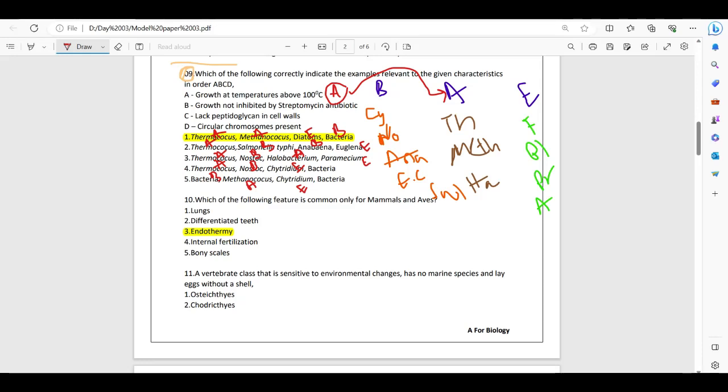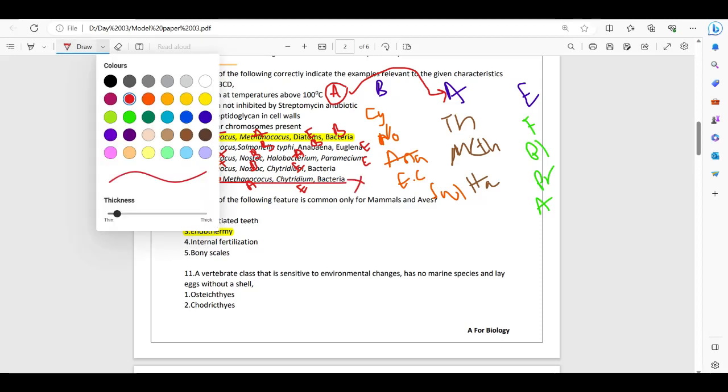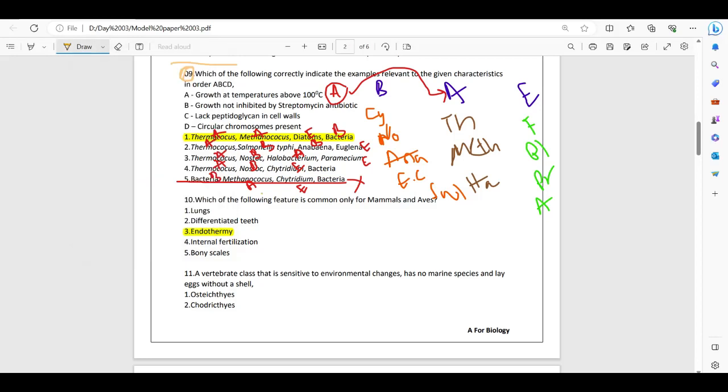So from the given answers, I don't think we can eliminate anything related to that except the 5th one. So you can't do much with that particular clue. So we'll move on to the next one. Growth is not inhibited by streptomycin antibiotic. So this feature is common to domain archaea and eukarya. So if anyone related to domain bacteria is present here, it has to be wrong. So in that way, we can eliminate the second answer, third answer and 4th answer. And we will end up with the correct answer, answer number 1.